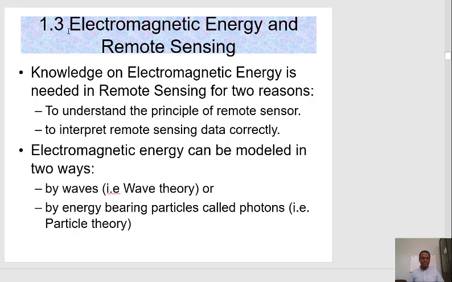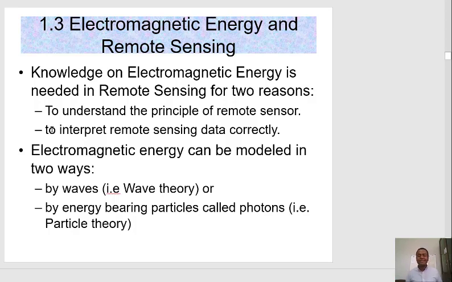For example, our eye is an example of a remote sensor. It operates within a certain wavelength range, which is 0.4 up to 0.7. So we came to know this visible range and the principles of our vision because we have understood the basic principles of electromagnetic energy. Likewise, in remote sensing, there are many remote sensors. In order to understand how they operate and function, we need to know electromagnetic energy. The second reason is to interpret remote sensing data correctly. This is another very good reason.